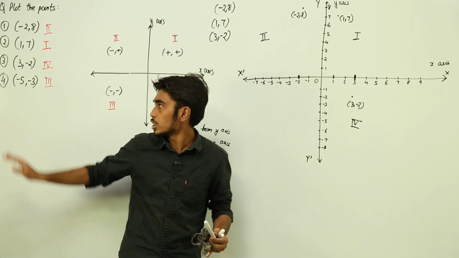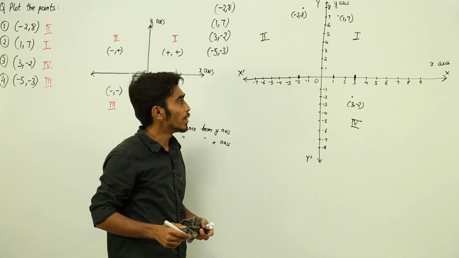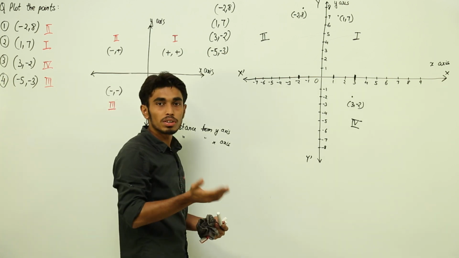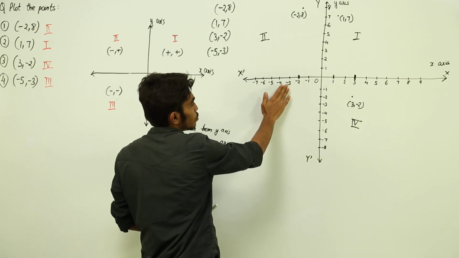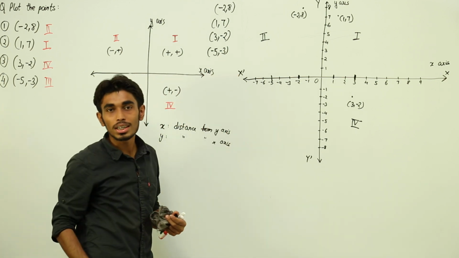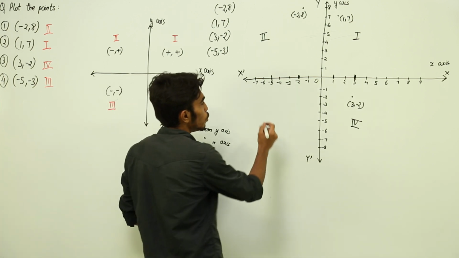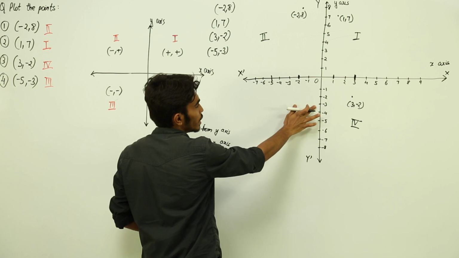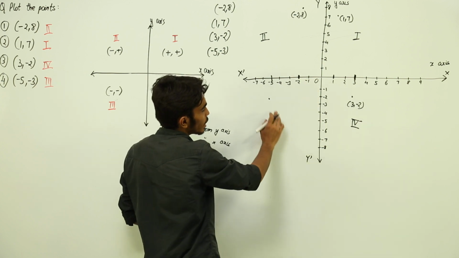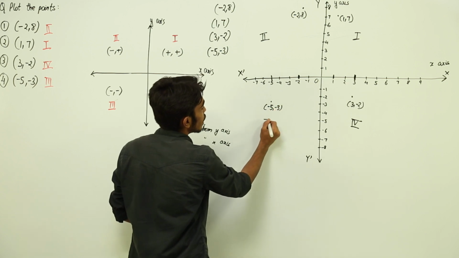Now our last point is (-5, -3). We know that the distance from the y-axis is equal to -5, so we will move 5 units in the negative direction. -1, -2, -3, -4, -5. We have landed here. Now we need to move -3 units from the x-axis. Minus 3 means in the downward direction. So we move -1, -2, -3. We have landed here. So (-5, -3) corresponds to -5 on the x-axis and -3 on the y-axis, which is represented by this point. And this lies in the third quadrant.